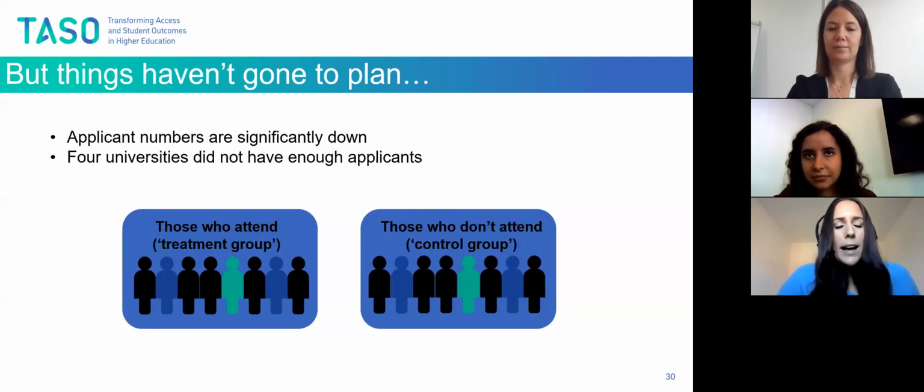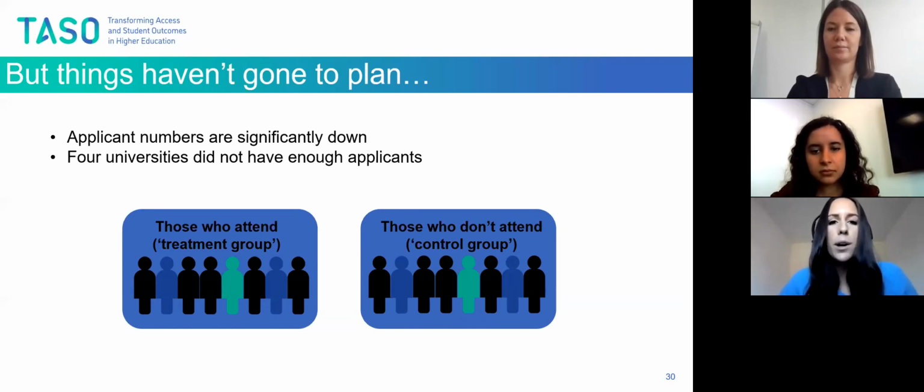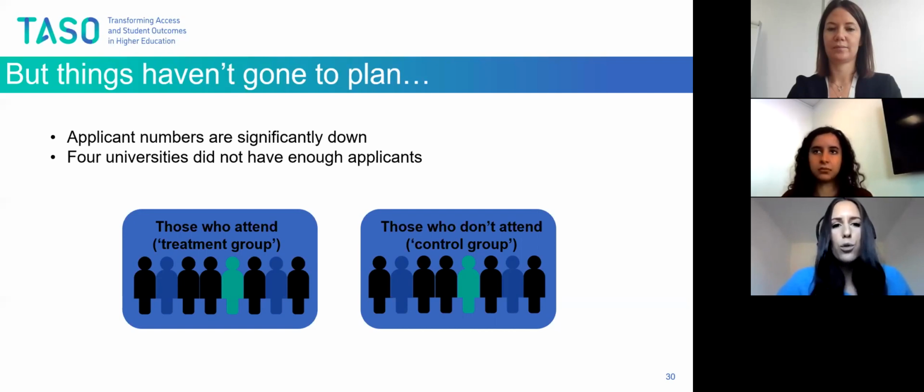What else hasn't gone to plan is that the applicant numbers are significantly down. Again, this is probably due to the COVID-19 pandemic. We might find that students have had their school curriculum online for so long that they really don't want to be attending an online summer school. We can't be sure that those are the reasons, but it's quite likely. So it does mean that 4 of our universities, half of our partner universities, haven't had enough applicants to be able to participate in our randomized controlled trial.